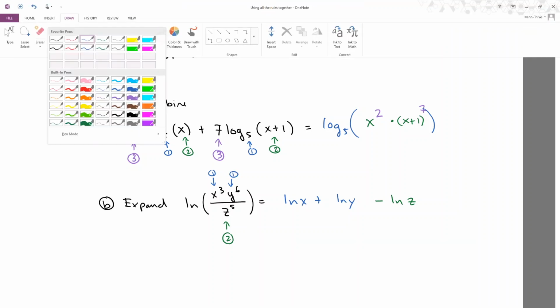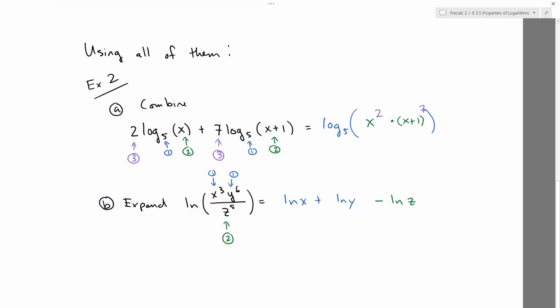And then finally, the powers become the coefficients. So the x has a power of 3, so the natural log of x has coefficient 3. The y has power 6, so natural log of y gets coefficient 6. And finally, z has a coefficient of 5 here. So this expands to 3 natural log of x plus 6 natural log of y minus 5 natural log of z.